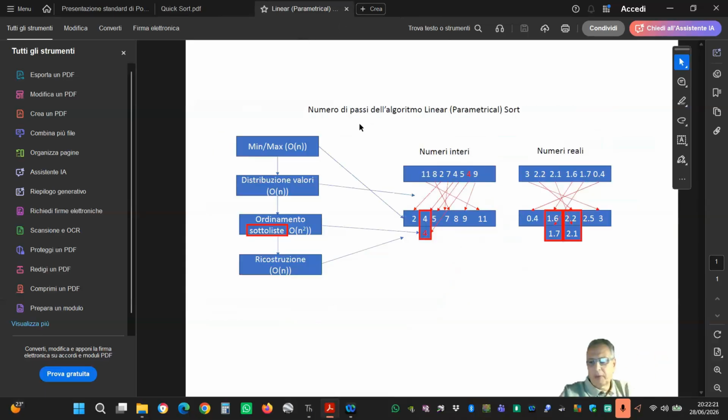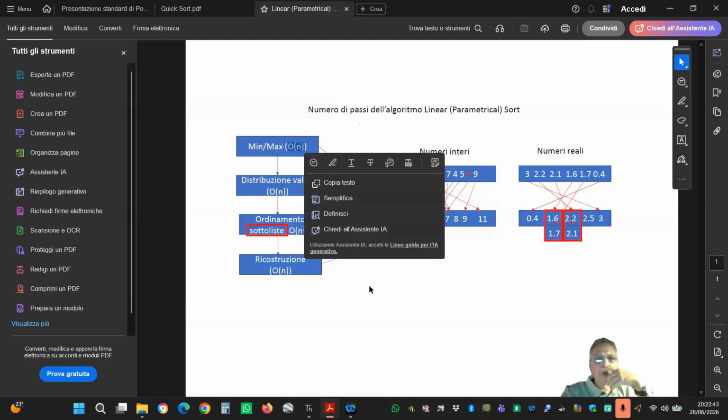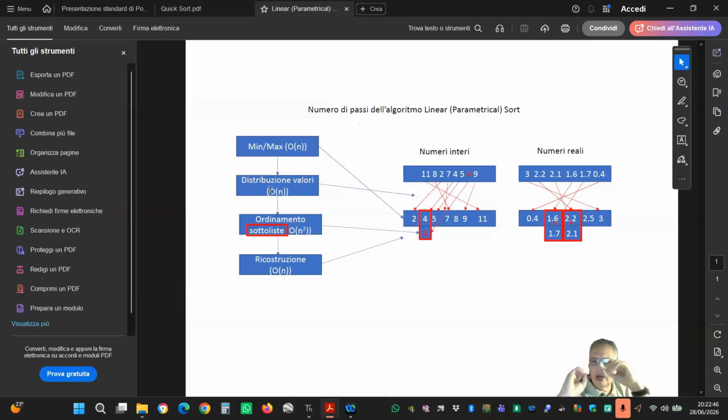Okay, so let's see how this parametric sorting algorithm is formed at this point, which can also be called linear sorting because it thinks about sorting the data as if they were linear. So at the beginning, the minimum and maximum are calculated. These are two algorithms that are absolutely linear. Then we try to distribute the values. We assign a position to the values, pretending there is a linear distribution.